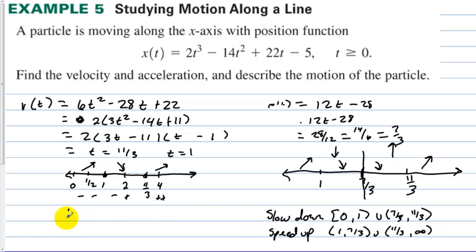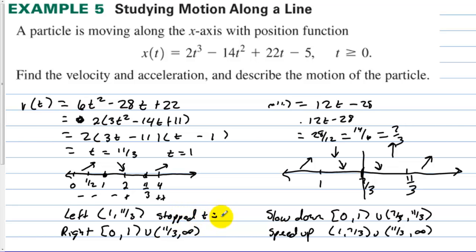But we also have the left and the right. Left from 1 to 11 thirds, and right from 0 to 1, and then right again from 11 thirds to infinity. And let's do stopped. We didn't do stopped. At t equals 1 and 11 thirds.